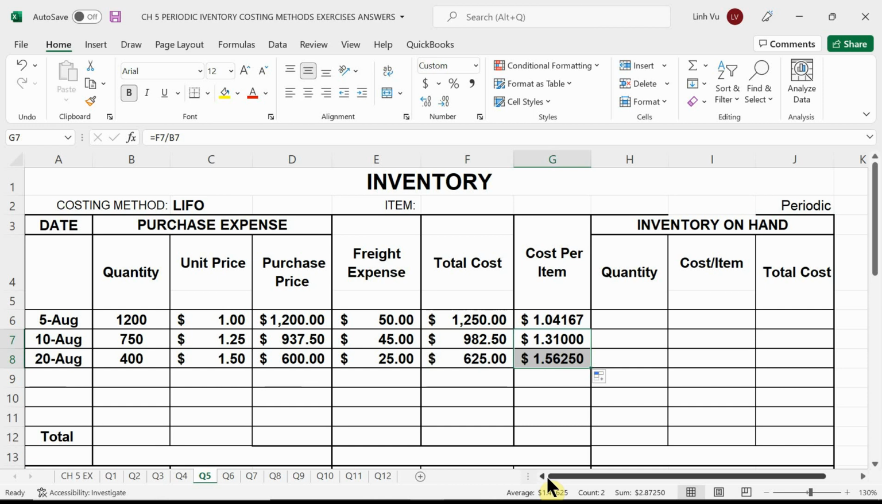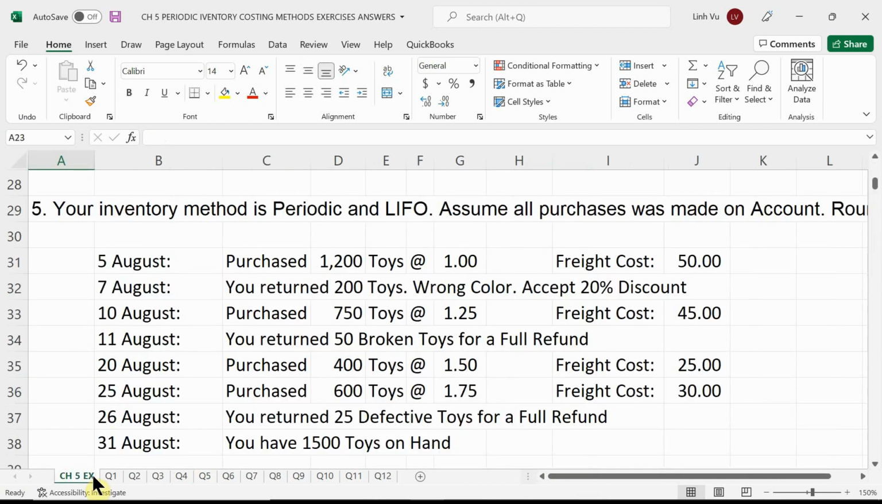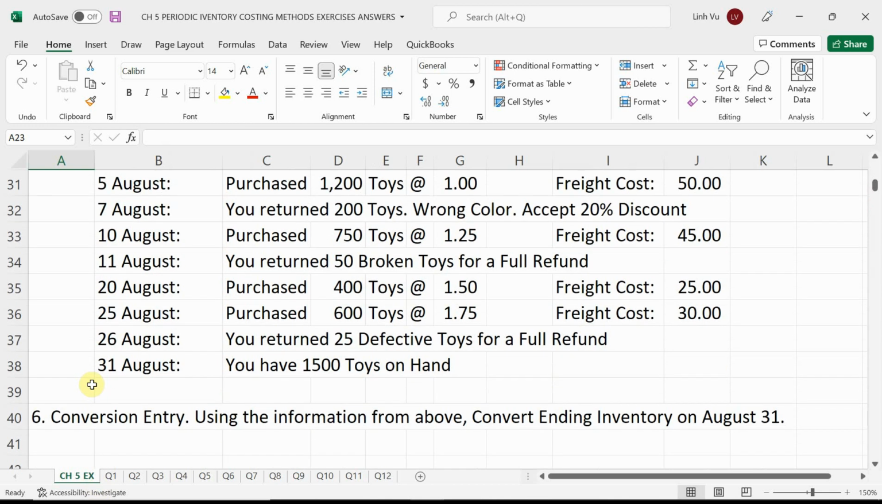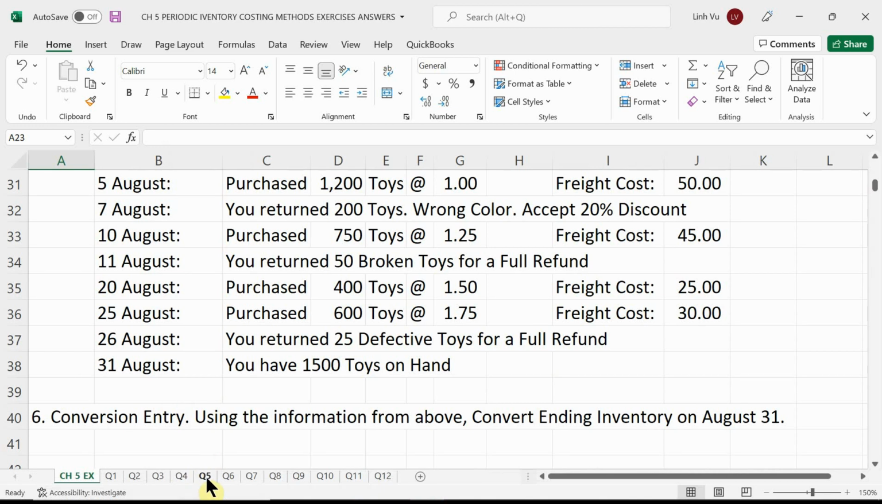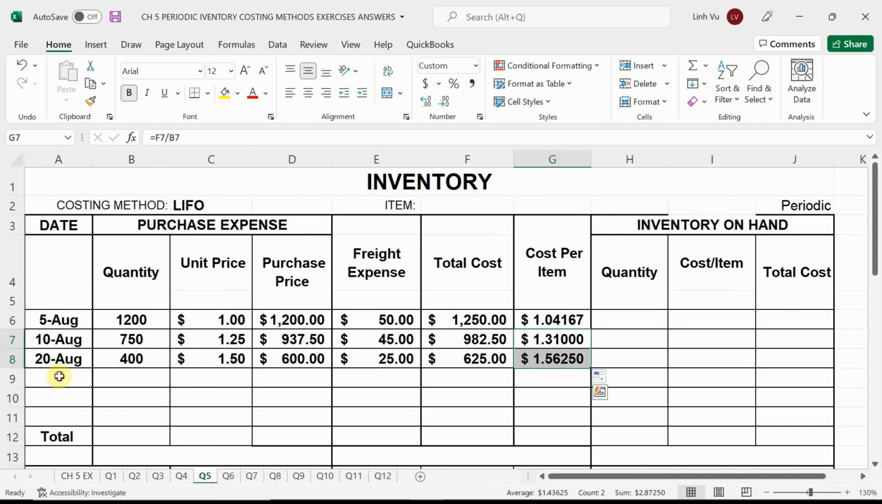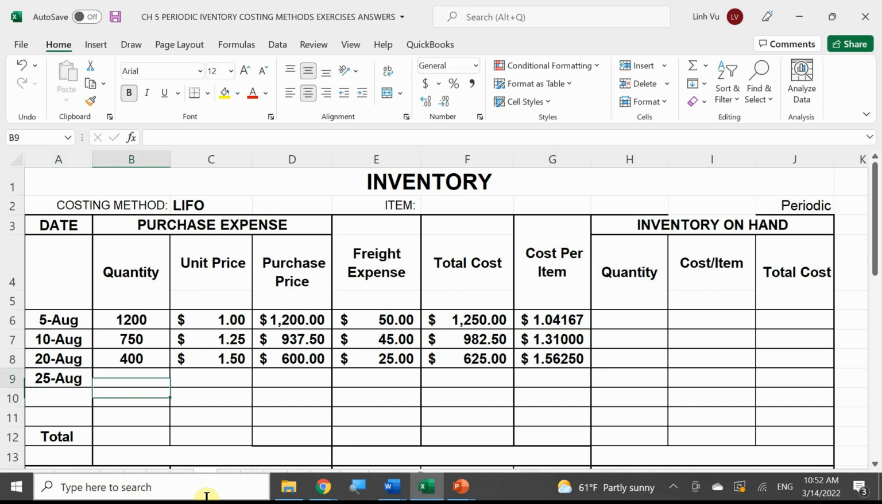So there you go. Let's see what's next. August 25th, right? We end up making another purchase of 600 toys at $1.75 with the freight costing you $30. So it is August 25th. We purchased 600 units at $1.75 with a freight of $30.